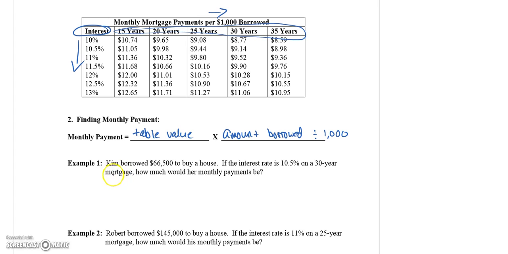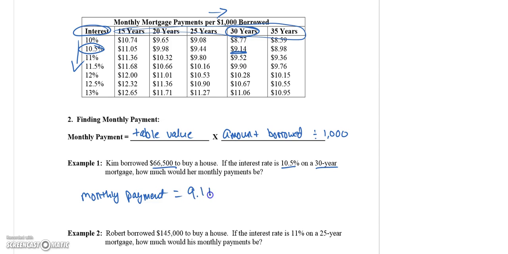If we look at example one, Kim is borrowing $66,500 to buy a house. Her interest rate is 10.5%, and she has a 30-year mortgage. How much will her monthly payments be? Her monthly payment in dollars is going to be her table value. I need to use this information to find the table value. 10.5% is right here. 30-year loan is right here. I want to find the intersection of those two, and I see that it's $9.14.